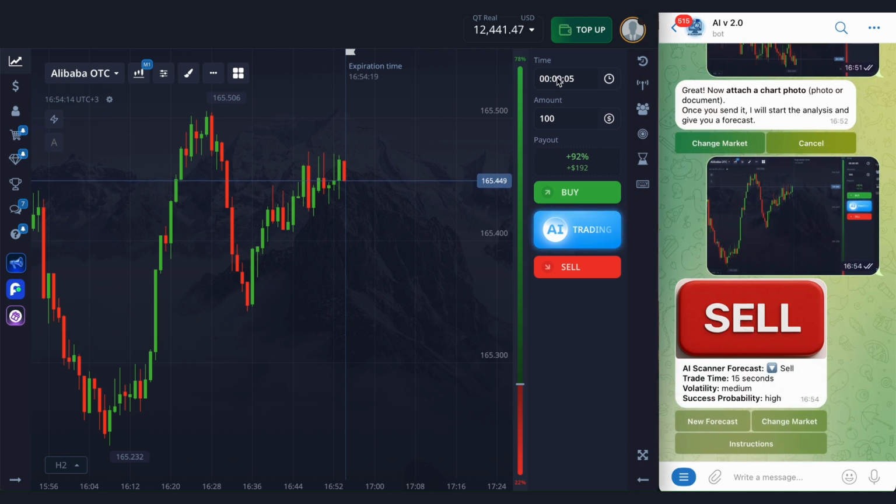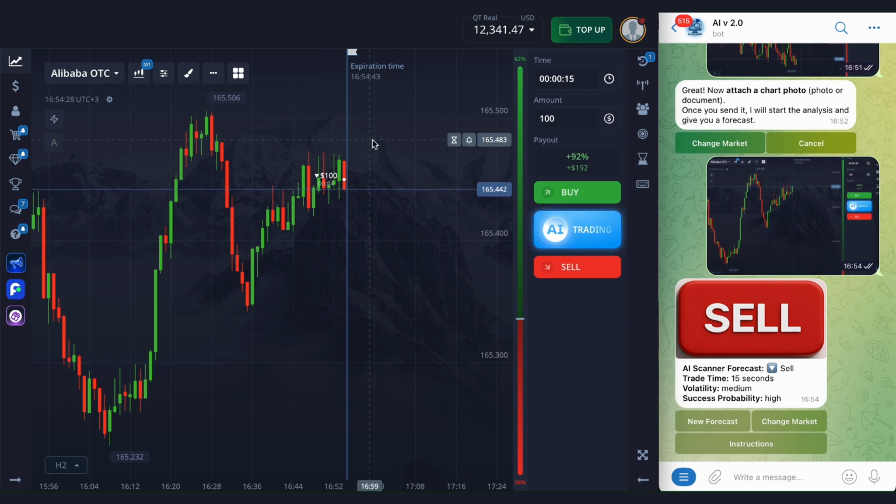It's gonna be a 15-second sell. Setting my timer on 15 seconds and executing a sell order for this trade. We're gonna hold on tight and see what the prediction is gonna be for this trade. This is predicted by our AI screener version 2.0 to be a medium volatile trade. Success probability to be high. Holding on tight, ladies and gentlemen.